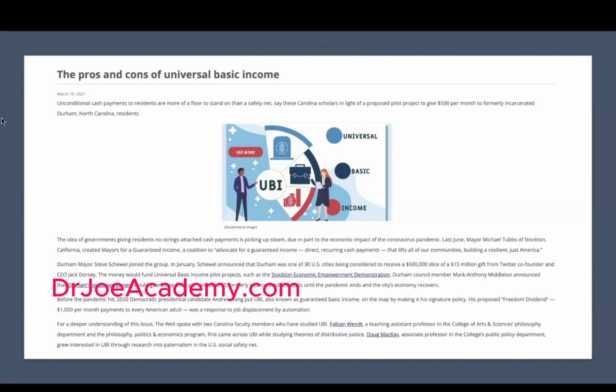The pros and cons of universal basic income. Unconditional cash payments to residents are more of a floor to stand on than a safety net, say these Carolina scholars in light of a proposed pilot to give $500 per month to formerly incarcerated Durham, North Carolina residents. The idea of governments giving residents no-strings-attached cash payments is picking up steam due in part to the economic impact of the coronavirus pandemic.